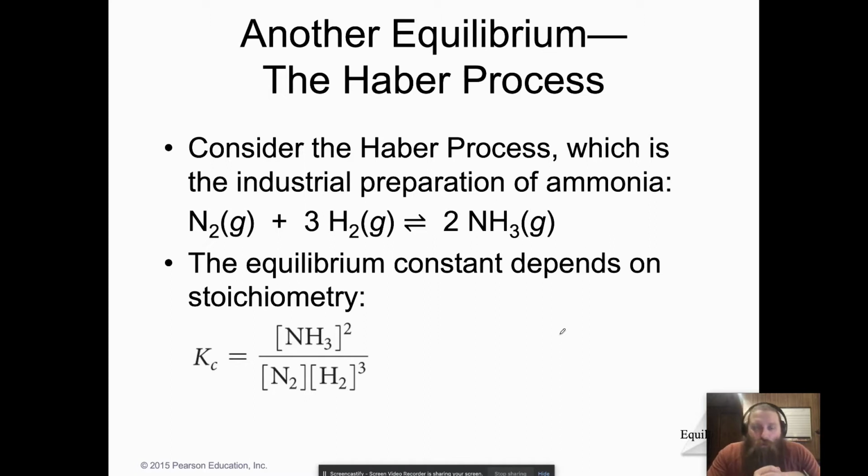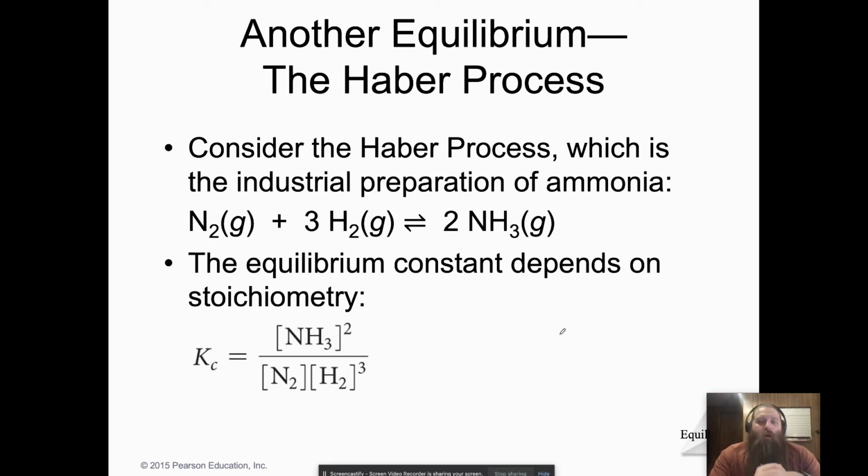So let's look at a real process. Let's look at the Haber process, one that we use industrially. This is one that you'll see in your textbook quite a few times. You'll probably see it on the test. It wouldn't surprise me at all to see it on the AP test. It's a pretty common test item, and the reason for that is it's got some stoichiometry associated with it because the coefficients aren't all one.